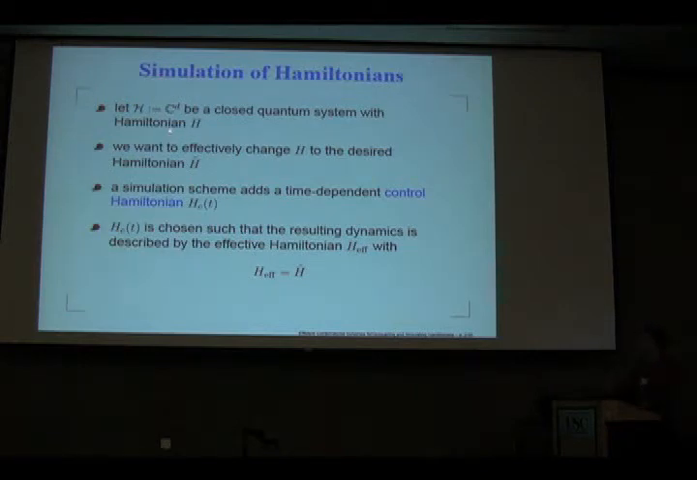So what is the setup? Here we have a closed quantum system with Hamiltonian H, and we assume that it's d-dimensional, so we don't resolve the structure of it. It could be anything, maybe n coupled qubits or some qutrits. What we want is to effectively change the natural time evolution, the natural Hamiltonian H, to some desired Hamiltonian H tilde. How can we do that?